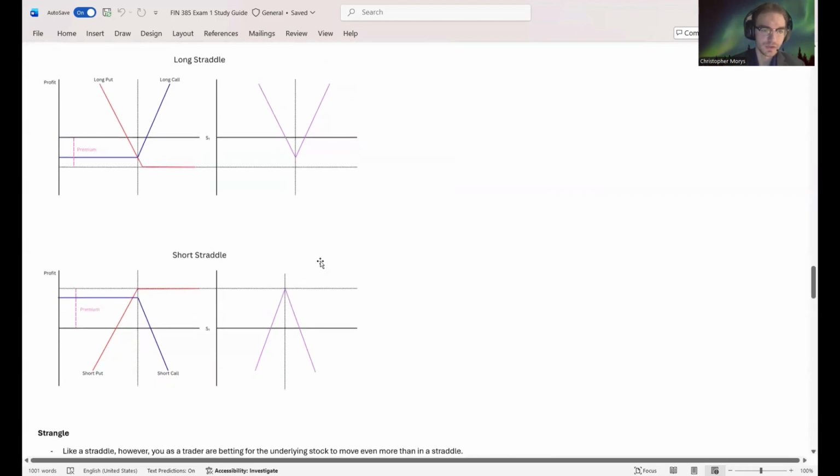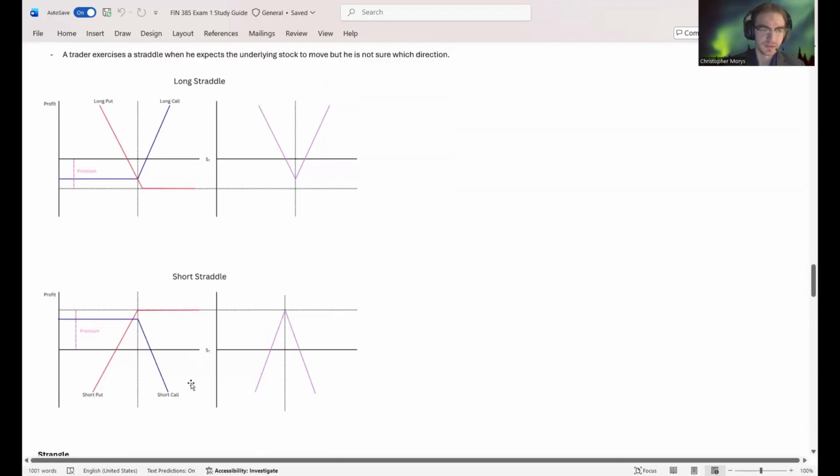And in a short straddle, instead of paying the premium, you receive it, which defines your reward. However, it undefines your losses.